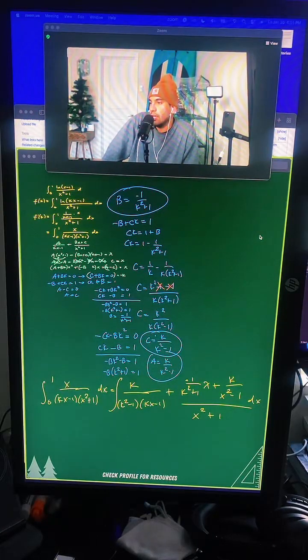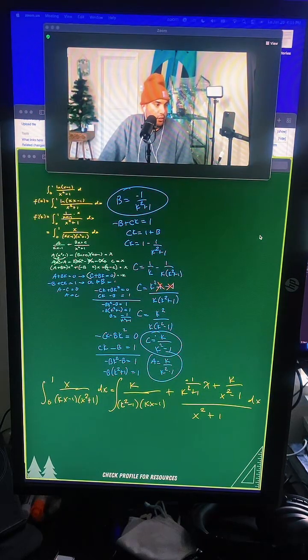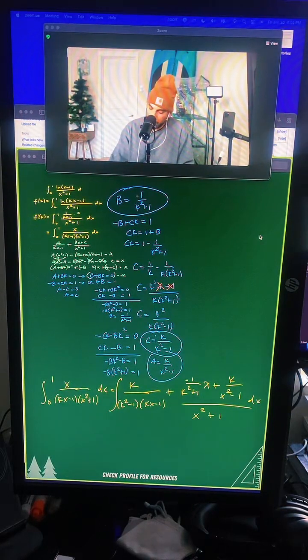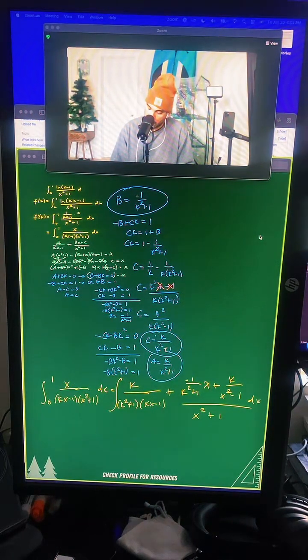Your C value and your A value should be k squared minus 1. Oh, yeah, it should be k. You're right, plus ones. Okay, so then my A is over here, and then everything should be k squared plus 1.